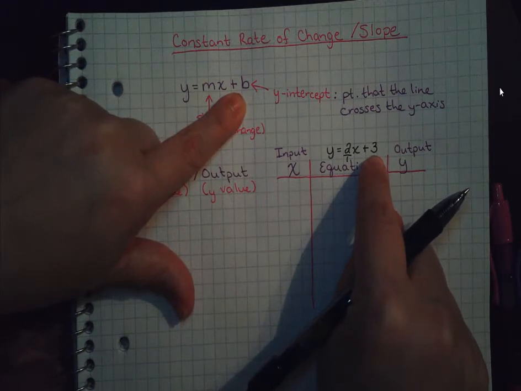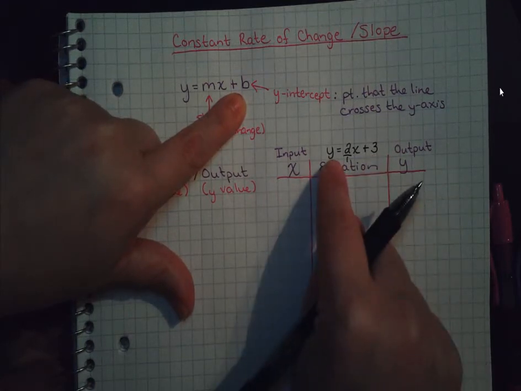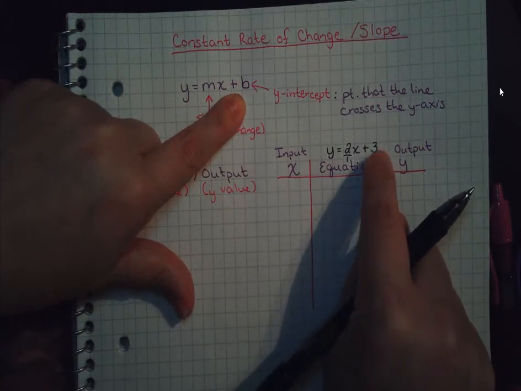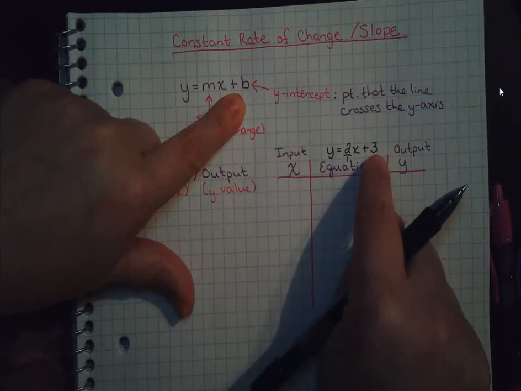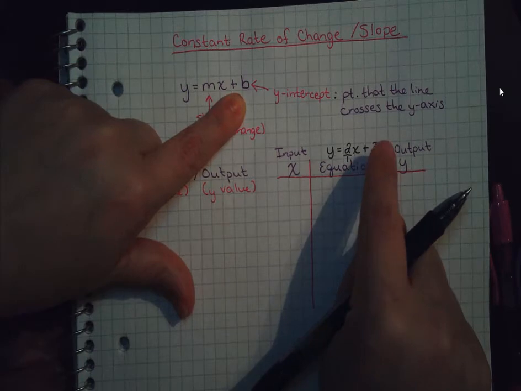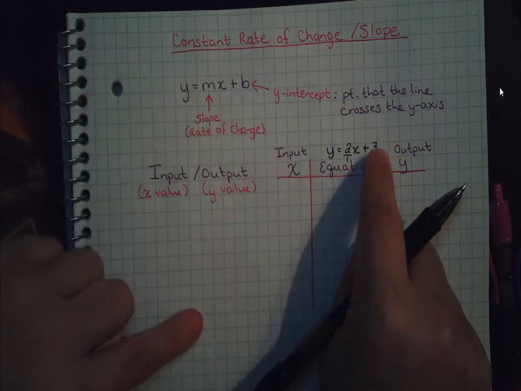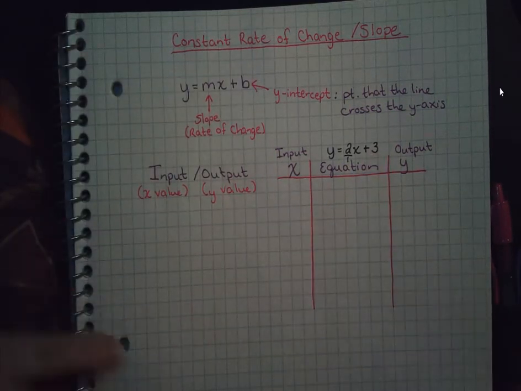Some people are like, why don't they use y? Well, because they use y over here for your y-coordinate. They can't use y twice. So they use b for y-intercept. So that means that it crosses the y-axis at 3. Not at 0, 0, at 3 on the y-axis. Remember, y-axis is your vertical. It goes up and down. So at 3 is where it crosses.